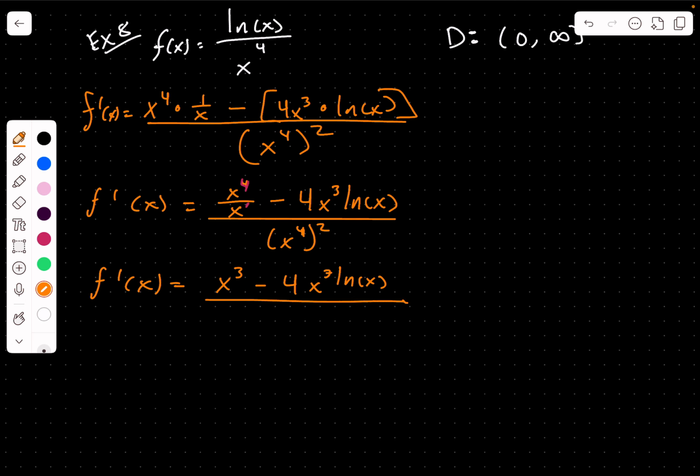So I'm going to distribute that 2 to the x to the 4. Whenever you have an exponent raised to an exponent, you literally just multiply it. So what is 4 times 2? It's 8. So our denominator is now x to the 8th power.